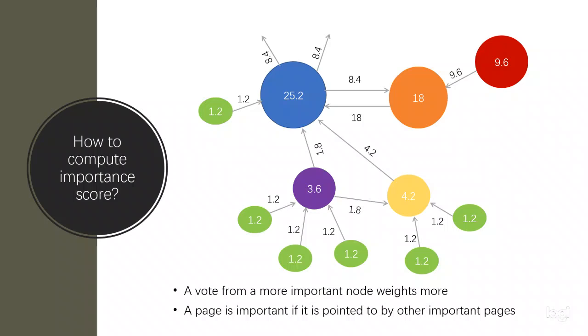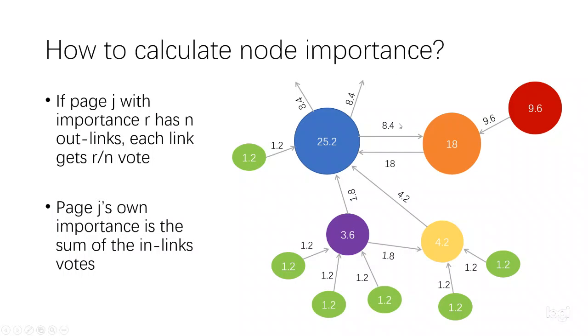And we can have 2 insights from this graph. A vote from a more important node weighs more. We can see the orange node has only 1 out-link and it carries the vote of 18. And the red node also only has 1 out-link and it carries a weight of 9.6. Another insight is that more important pages tend to point to each other. We can see the blue node and the orange node are pointing to each other.